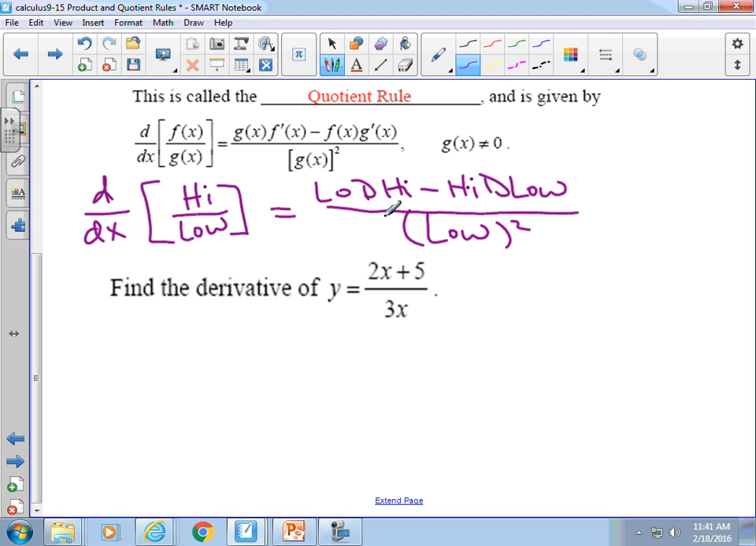Does it matter which order you do them in? Yes. What's the difference? When I said product rule, it didn't matter. This one is subtraction. The product rule was addition, so it didn't matter. But this one you do have to do low first. Bottom times the derivative of the top minus top times the derivative of the bottom.